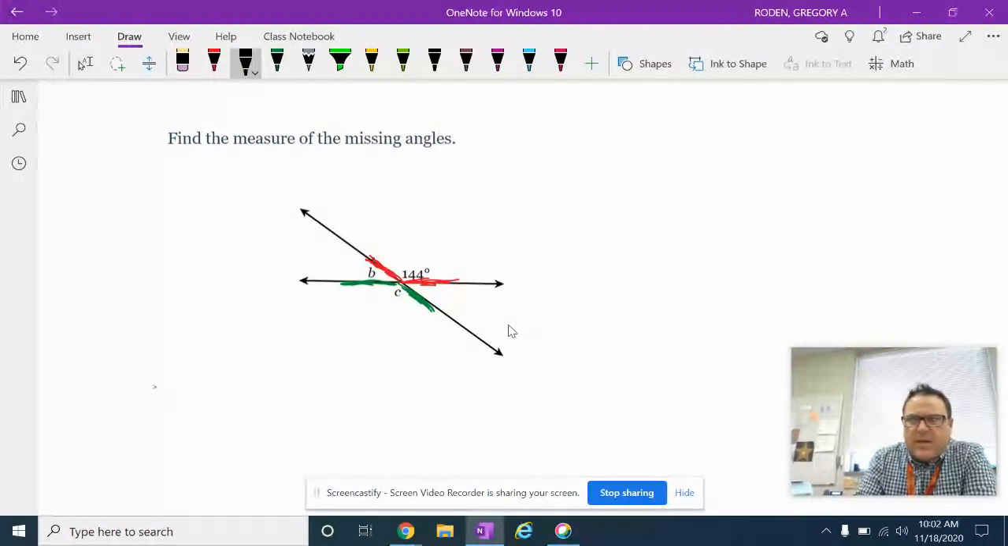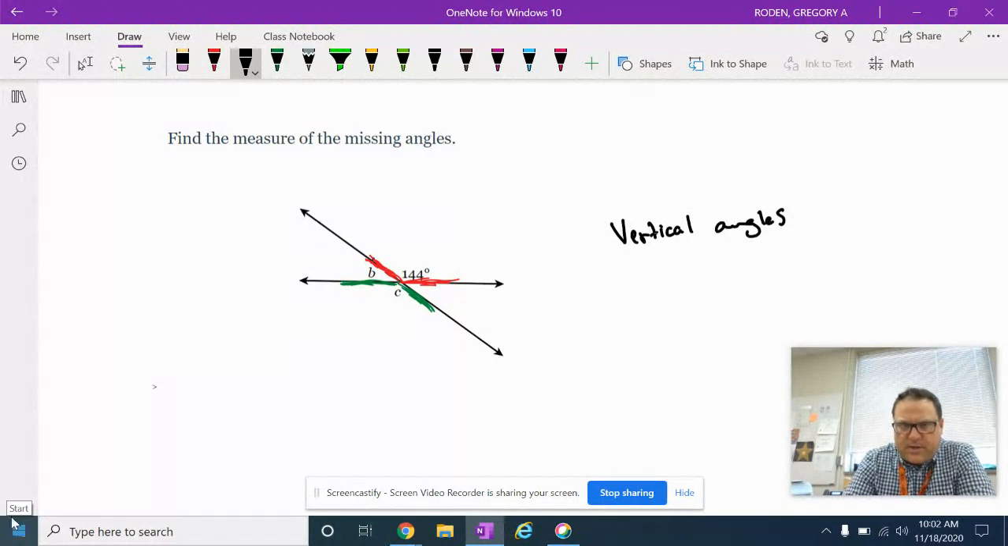Remember vertical angles? What do we remember about vertical angles? Vertical angles are always congruent. They're always equal. Vertical angles are congruent, and therefore their measures are equal. So if I know that C is vertical to 144, right off the bat, I can say that C equals 144 degrees, because it's vertical to 144.